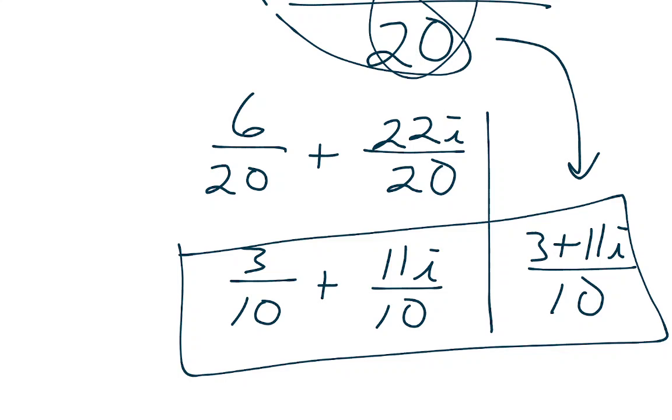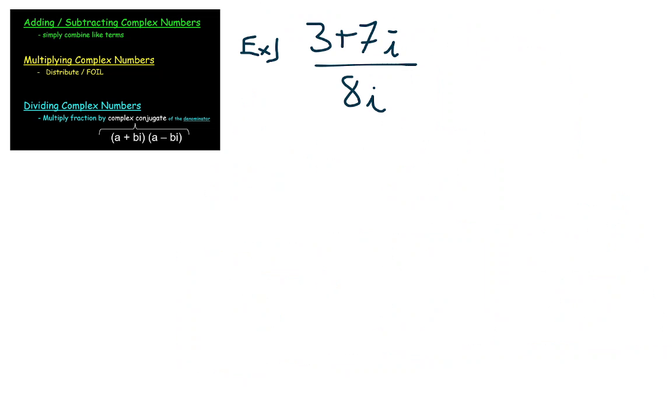Now, dividing, it's a little different. It's a little harder. Let's try it again. I want you to be able to divide, and honestly, all you have to do is multiply by what's known as the complex conjugate. Now, if you're looking at 8i and you're saying, well, what's going to be the conjugate?